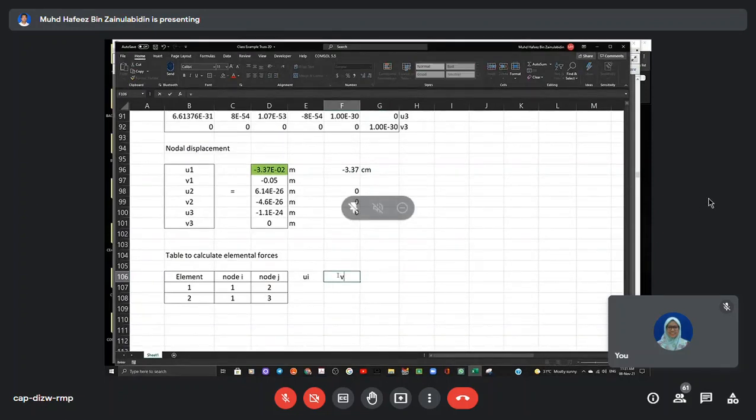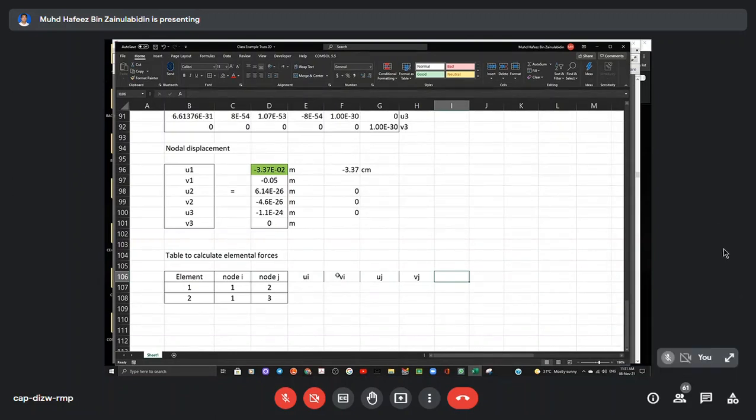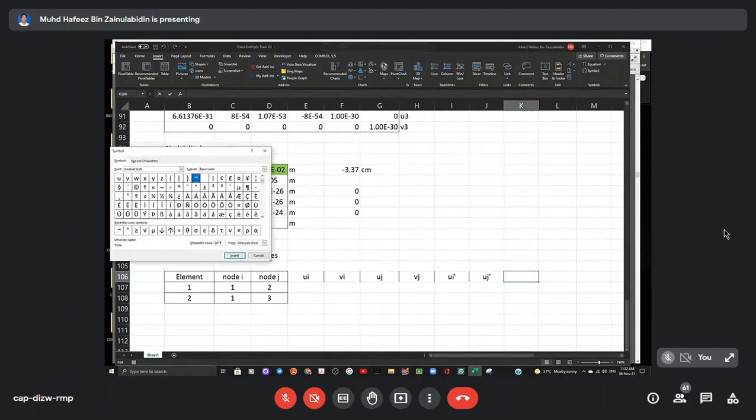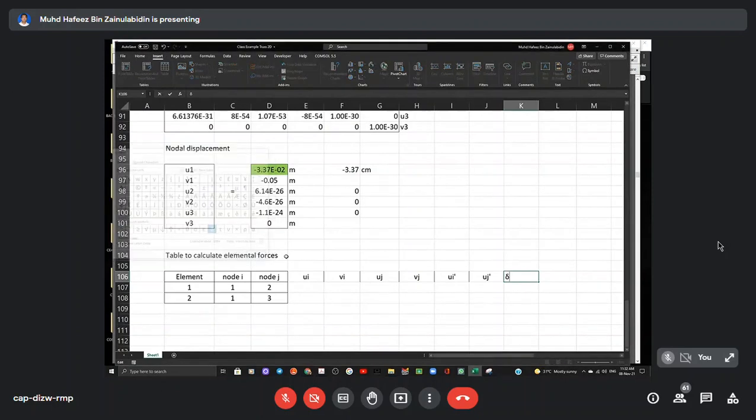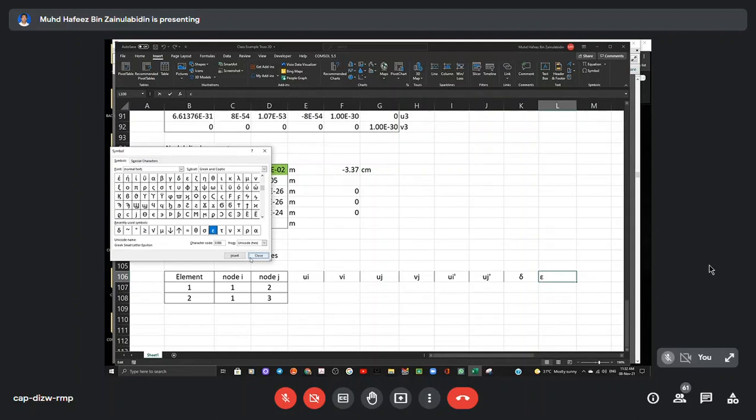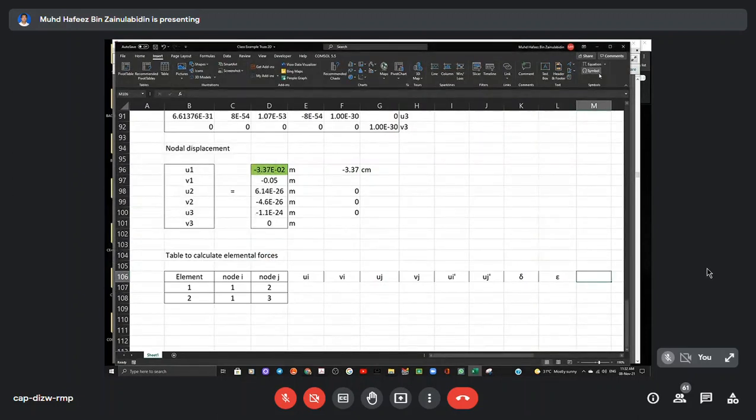UI, VI, sorry, first UI, VI, UJ, VJ. Okay, horizontal displacement node I, vertical displacement node I, horizontal displacement node J, and vertical displacement node J. Then UI prime, and then UJ prime, and then elongation, strain, stress, and then finally elemental force, which is capital F.